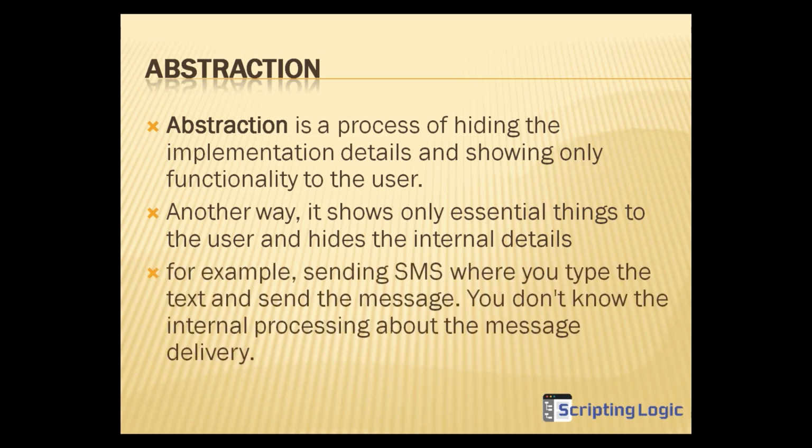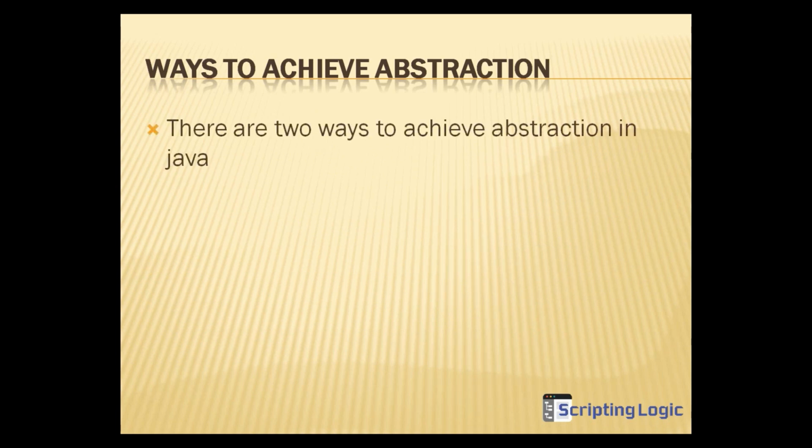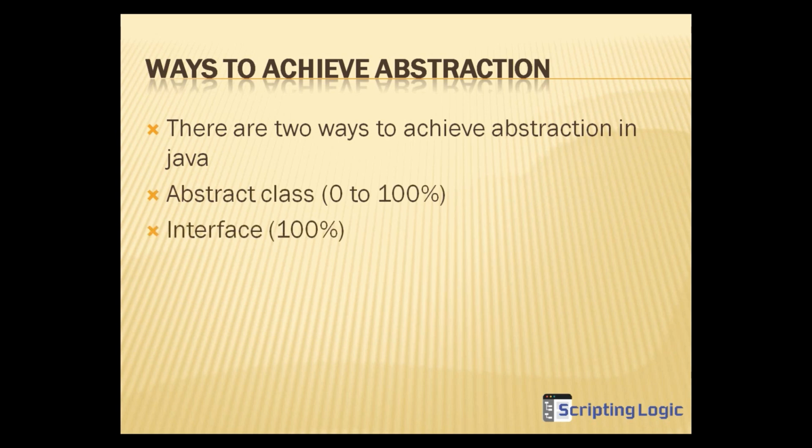We can give two examples of it. One is sending an SMS, where you type the text and send the message, you don't know the internal processing of the message delivery. Similarly, you can drive a bike but you don't care about how that bike works internally. There are two ways to achieve abstraction in Java. One is abstract class and another one is interfaces. Using abstract class we can achieve 0 to 100% abstraction, while using interface we can achieve 100% abstraction. So let's see one by one.